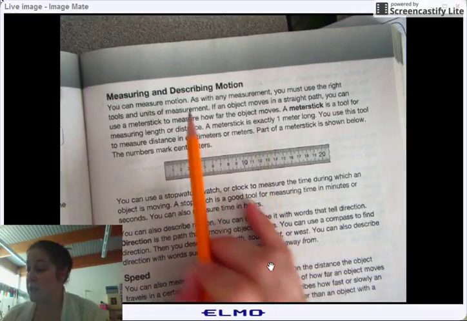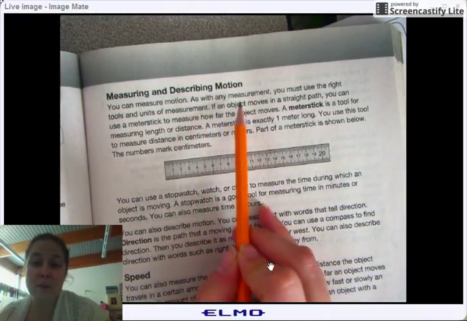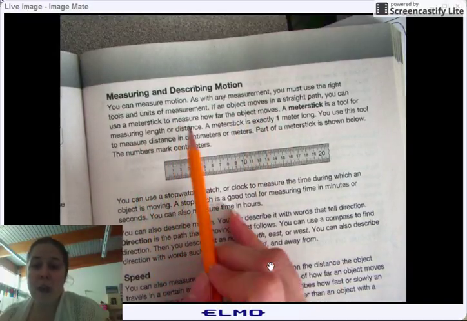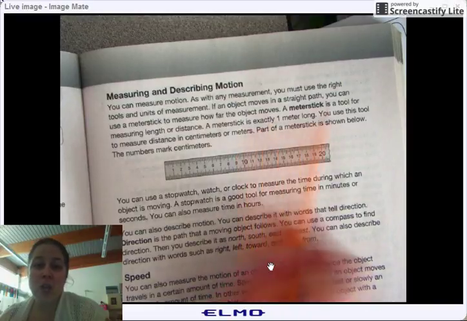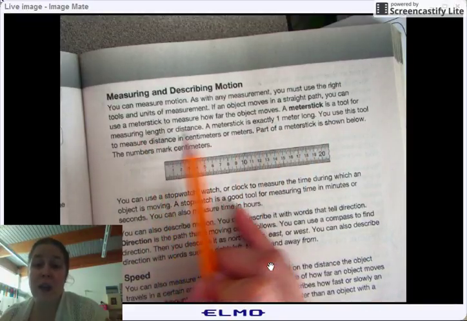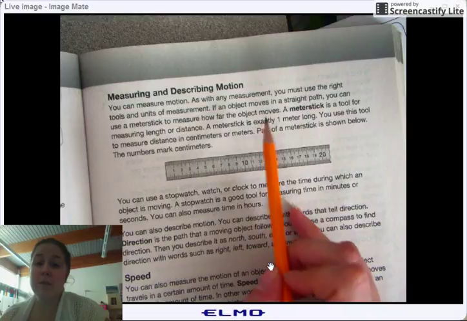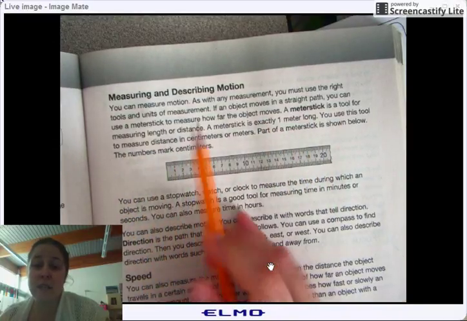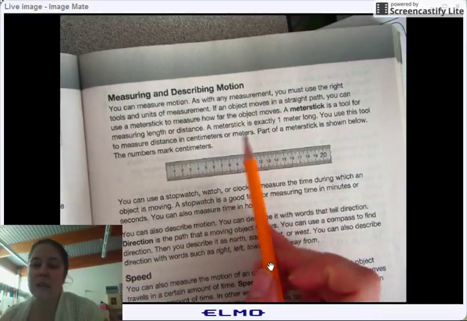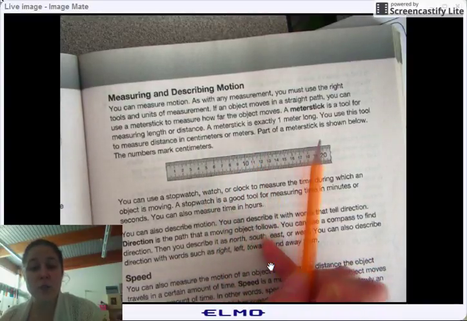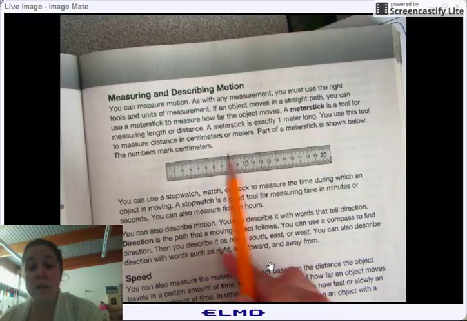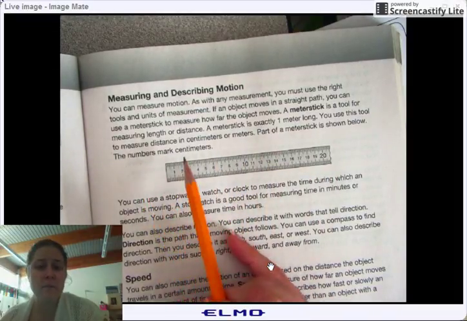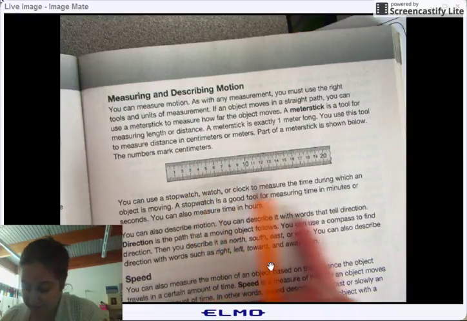You can measure motion. As with any other measurement, you must use the right tools and units of measurement. If an object moves in a straight path, you can use a meter stick to measure how far an object moves. A meter stick is a tool for measuring the length of a distance. A meter stick is exactly 1 meter long. You use this tool to measure the distance in centimeters or meters. Part of a meter stick is shown below. The numbers mark centimeters.